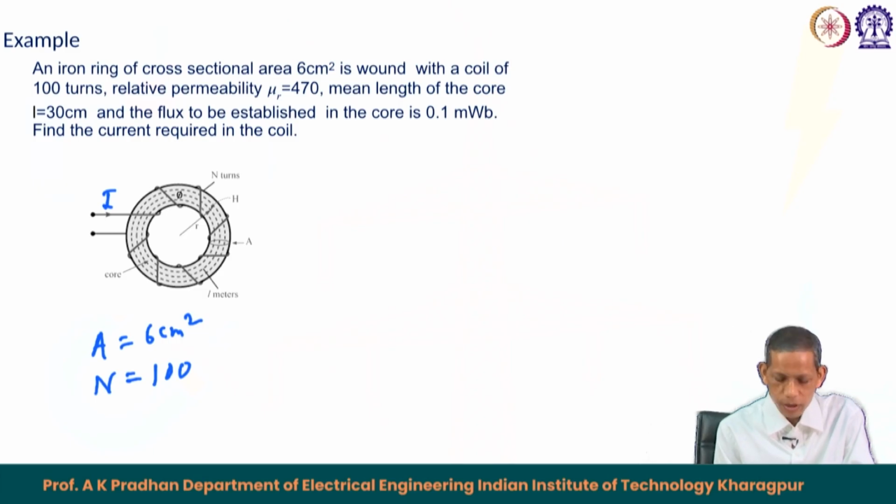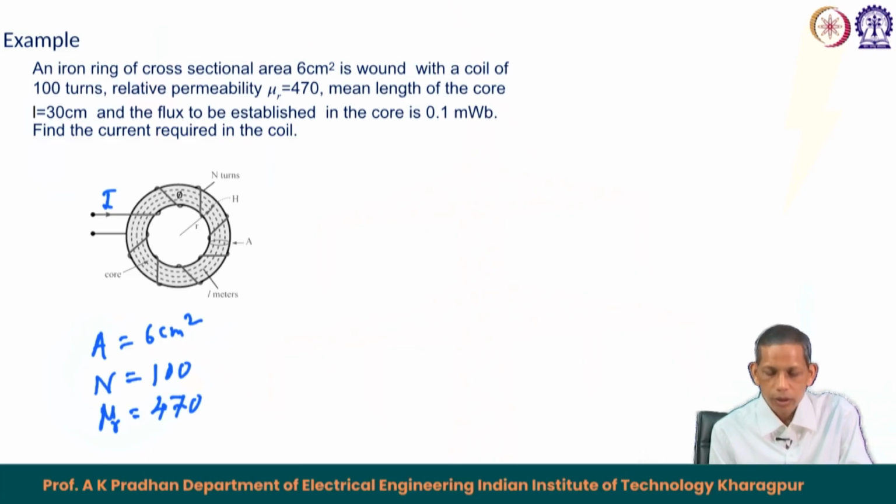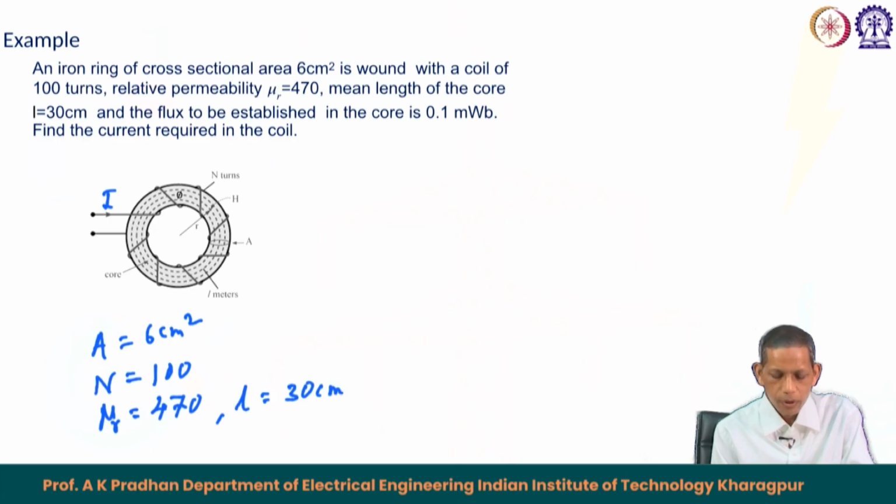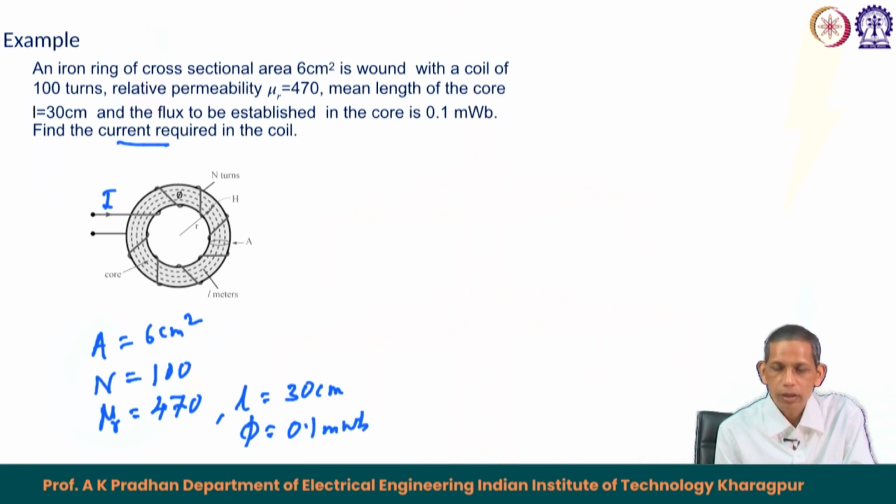Relative permeability mu r is 470. Mean length of the core is L equals 30 centimeter, and the flux to be established in the core is phi equals 0.1 milliweber. Find the current required in the coil.